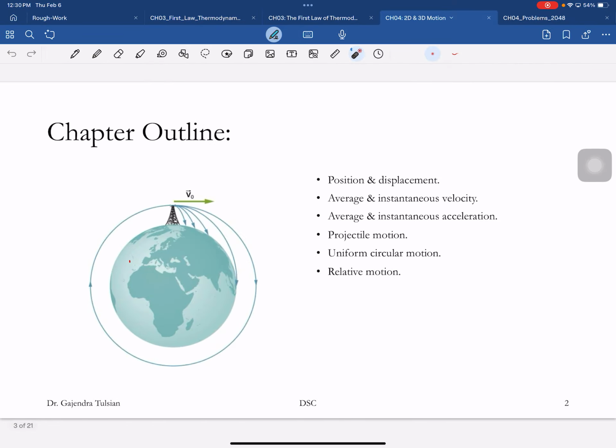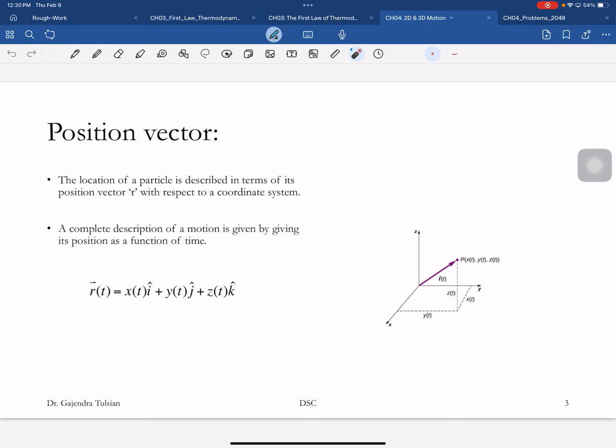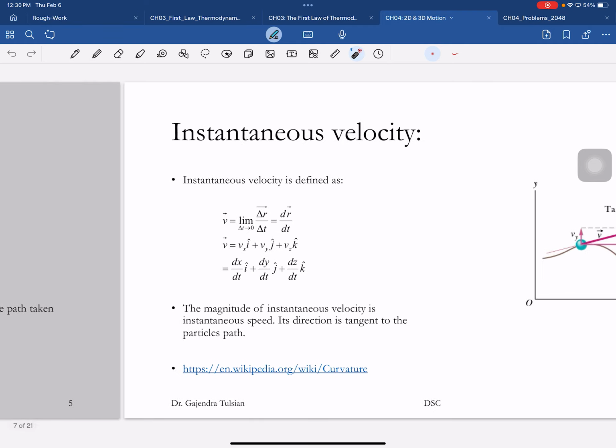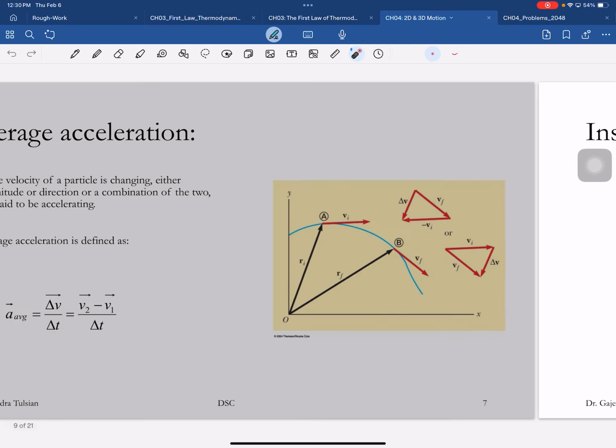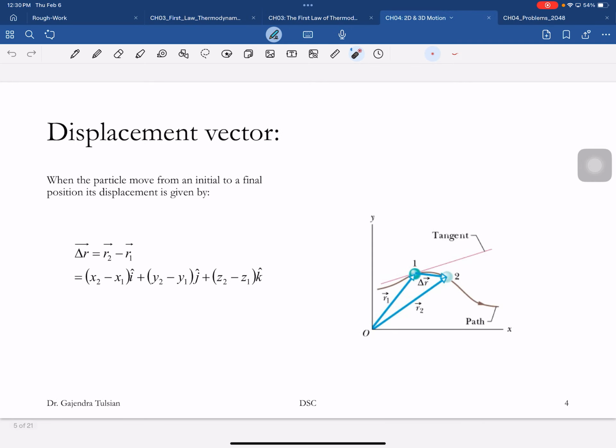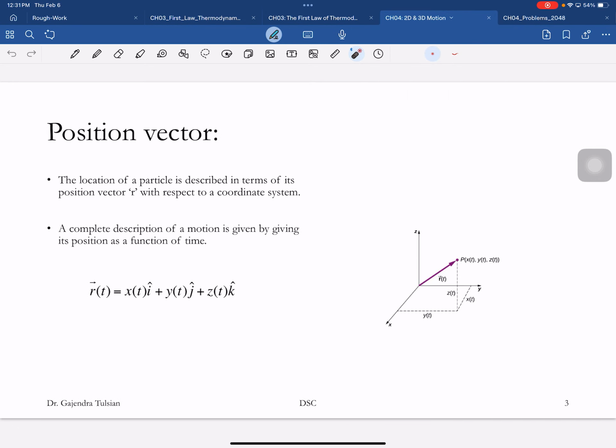So for instance, here's a general 3D trajectory. Well, this is a 2D trajectory. So let's see. Oh, I don't have a 3D trajectory. Okay, here. So here's a particle, a plane, bird, or whatever that's flying around.